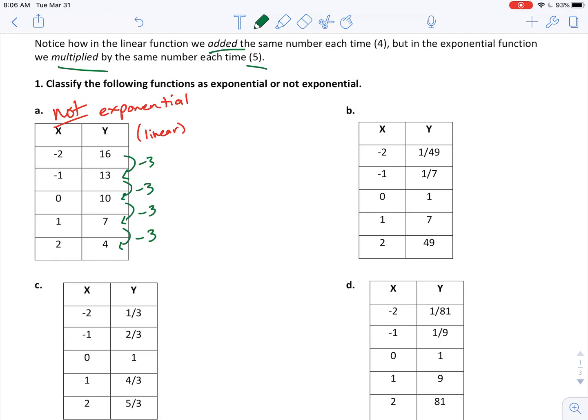So linear, not exponential. All right, what about B? What's going on here?